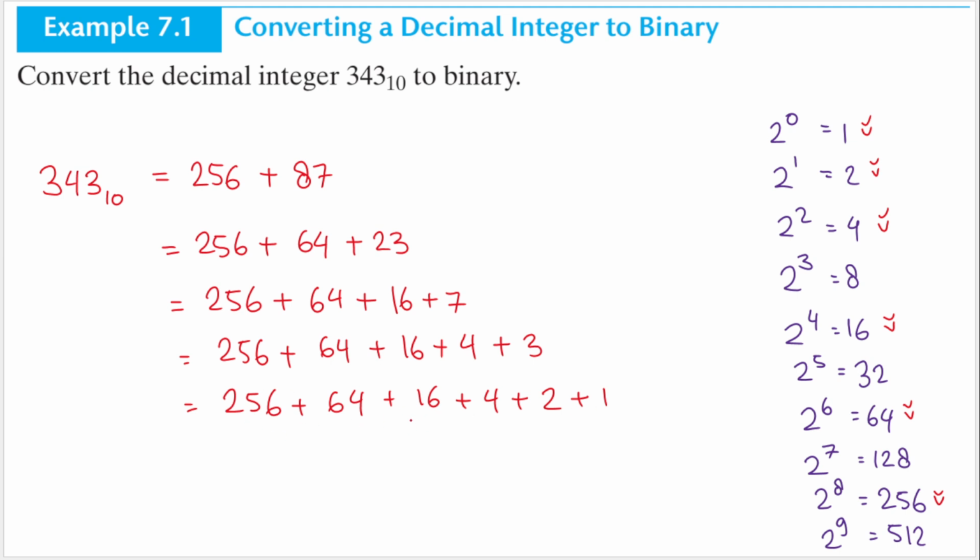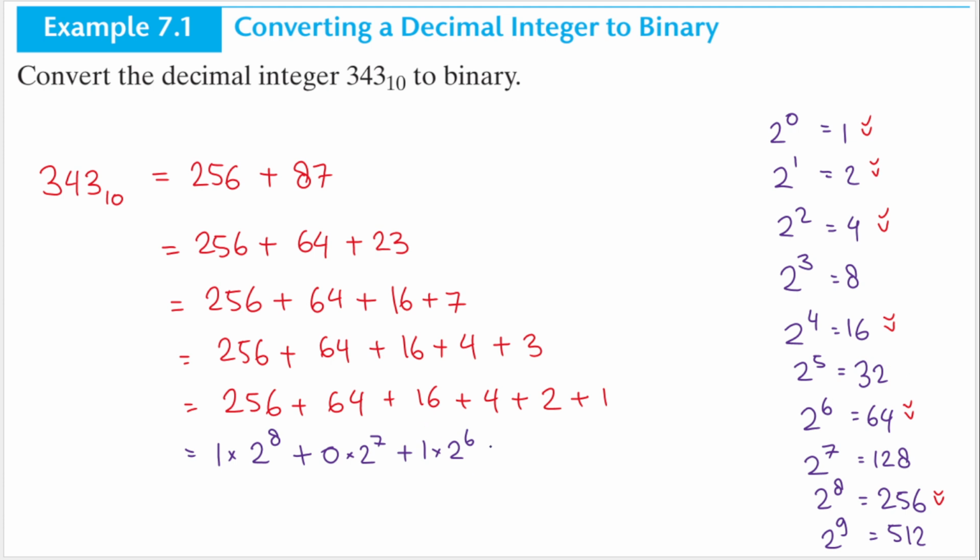Okay, let's write that as powers of 2. So we will have this 256, which is 2 to the power of 8, but this is multiplied by 1. And then we will have 2 to the 7, which is 128, but we don't have it here, so I will have 0 multiplied by 2 to the 7 power. And then 64 is here, so I will have 1 multiplied by 2 to the 6 power.